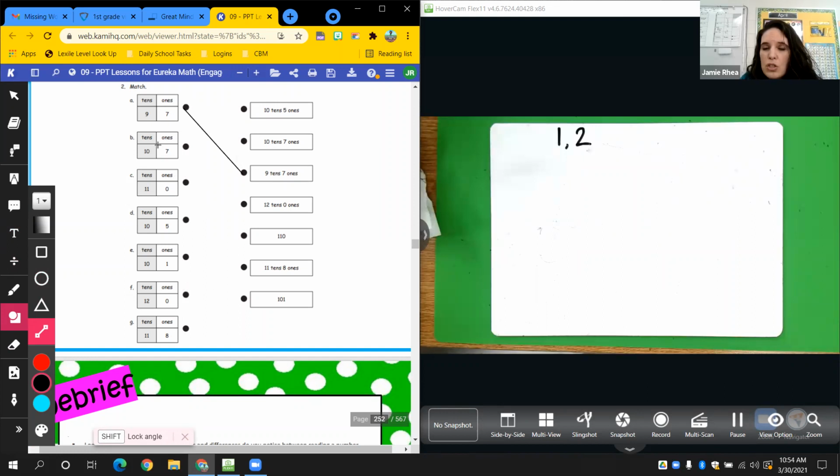When you finish, do your exit ticket. Once you finish your exit ticket and your problem set and your fluency, then turn it into me. Okay, don't forget you're doing 1 A through J and 2 A through G.